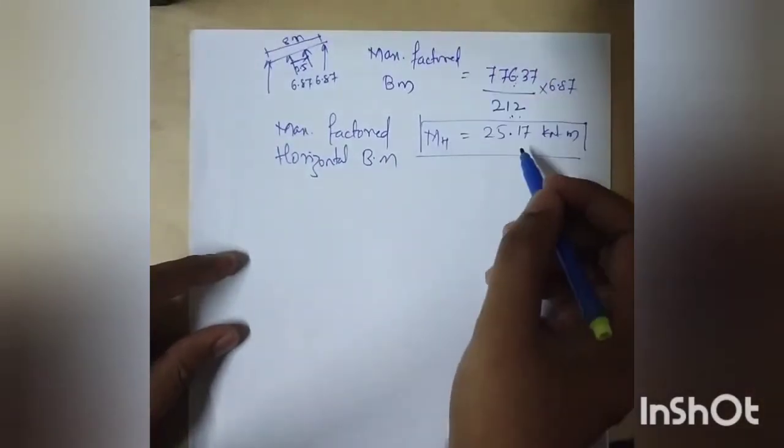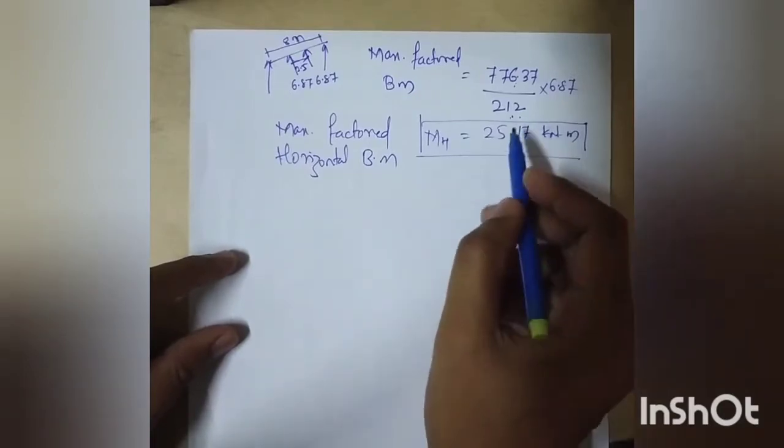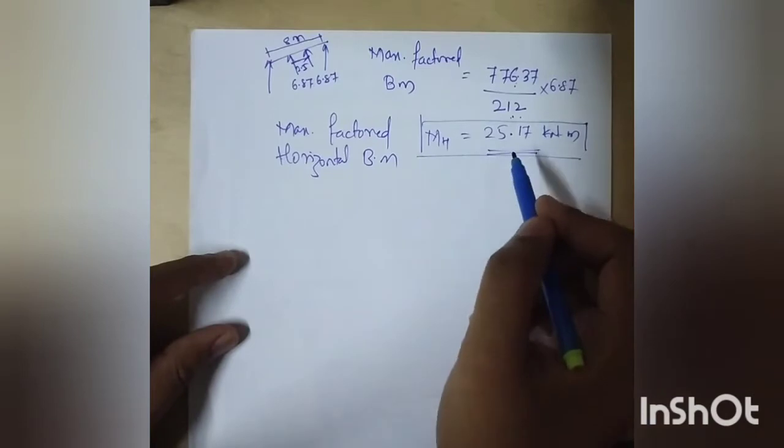Now here we can ignore the shear force. Since the shear force will be very small, the horizontal shear force can be ignored. It can only be checked for the horizontal bending moment.